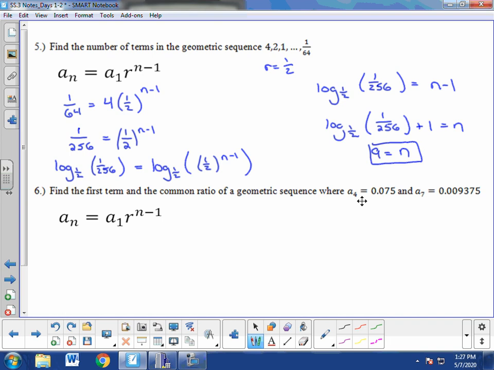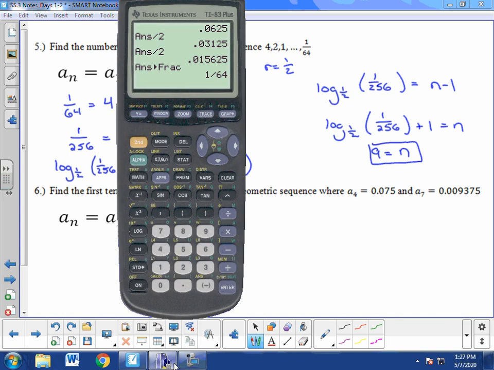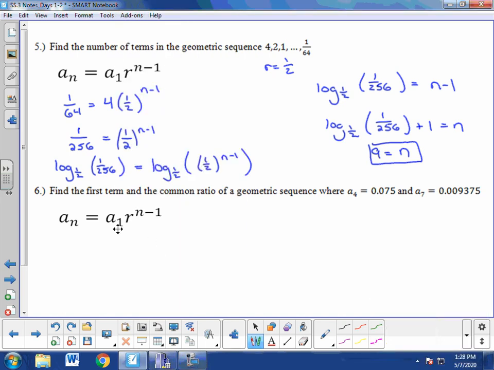In number 6, we have a different way to use the nth term formula. We saw these in arithmetic sequences, but it says find the first term and the common ratio of a geometric sequence where the fourth term is 0.075 and the seventh term is 0.009375. So a sub 4 is 0.075, which means the fourth term is 0.075. We need to find the first term, a sub 1, and the common ratio, r. It doesn't tell us either of those.